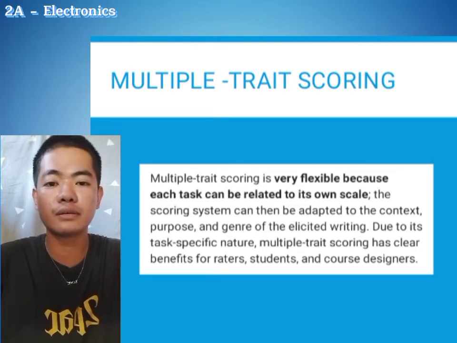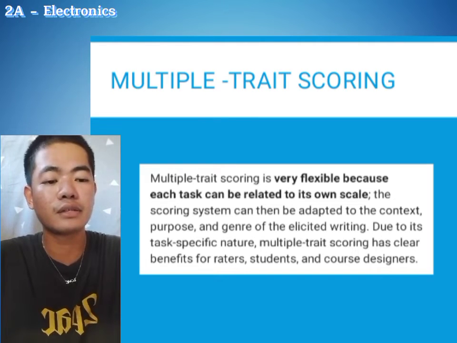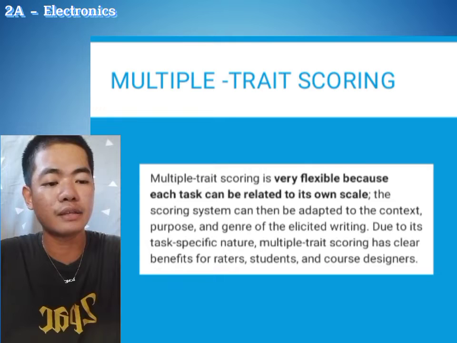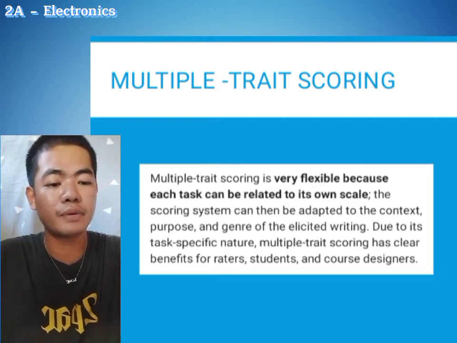Multiple trait scoring. Multiple trait scoring is very flexible because each task can be related to its own scale. The scoring system can then be adapted to the context, purpose, and genre of the elicited writing. Due to its task-specific nature, multiple trait scoring has clear benefits for raters, students, and course designers.